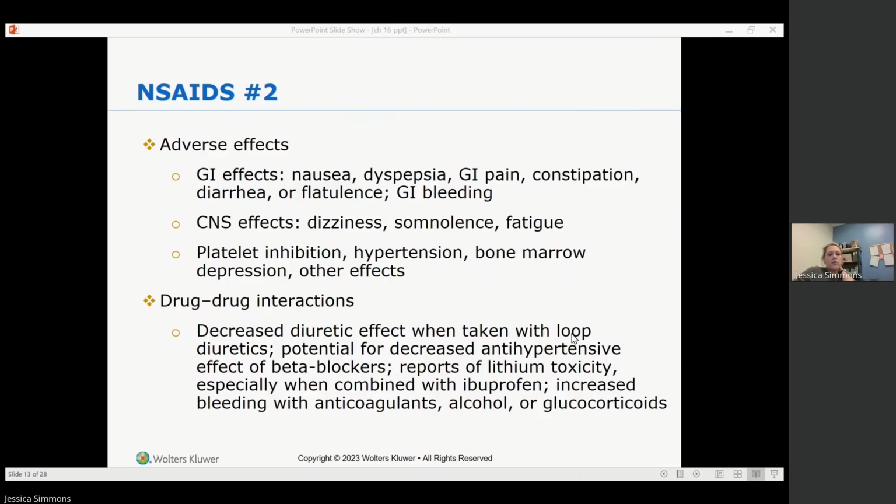drug-to-drug interactions. There's a decreased diuretic effect when it's taken with loop diuretics, so you wouldn't want to take an NSAID and like furosemide at the same time. Potential for decreased antihypertensive effect with beta blockers, so it could decrease the effectiveness of beta blockers. It could increase lithium toxicity, especially when combined with ibuprofen, and then increase bleeding with anticoagulants, alcohol, or glucocorticoids.